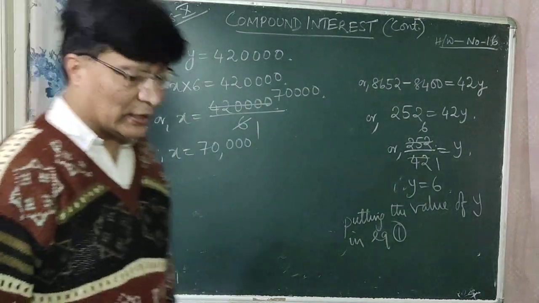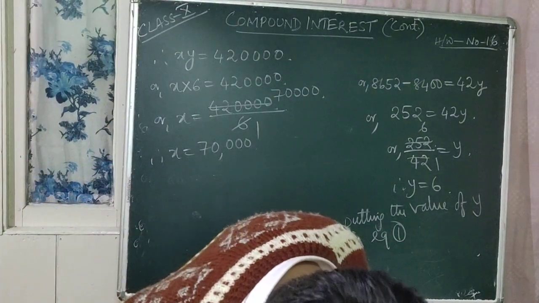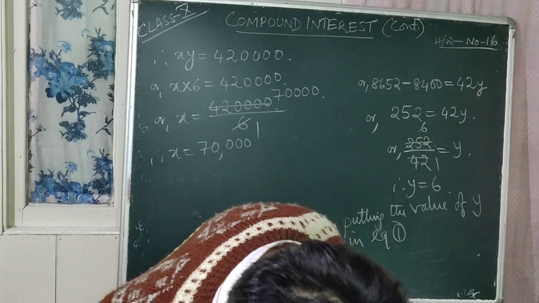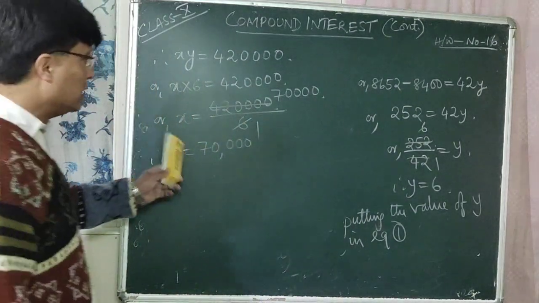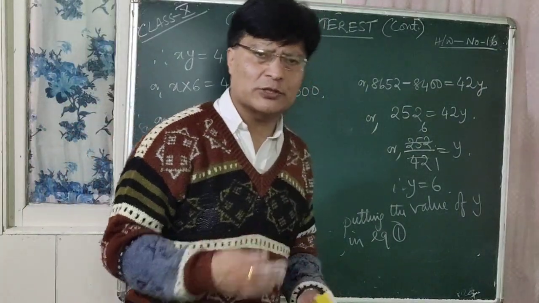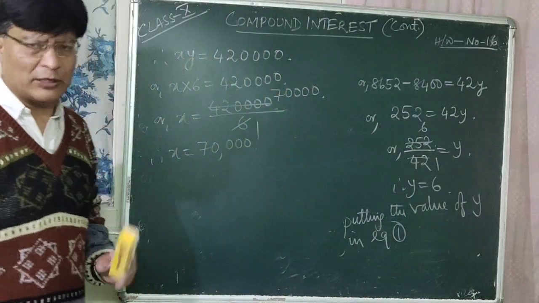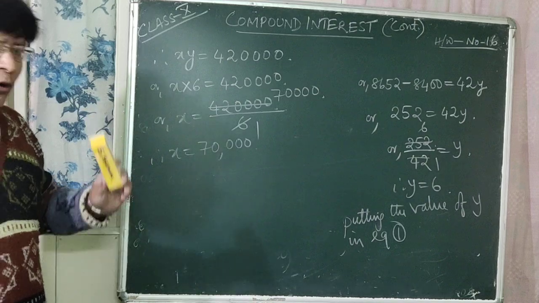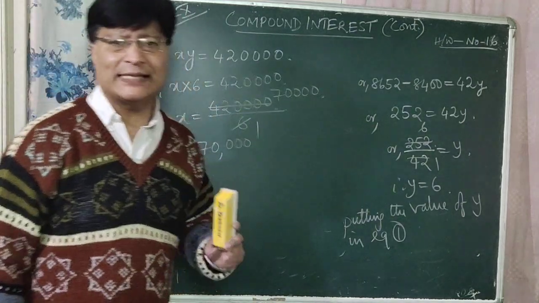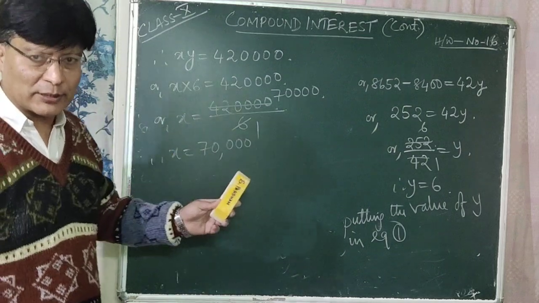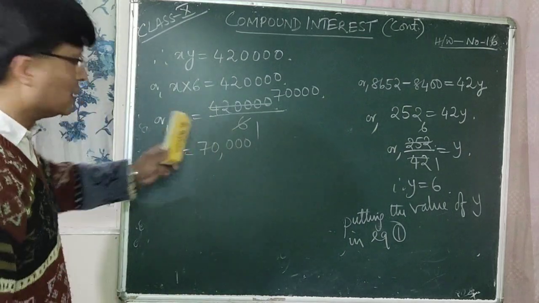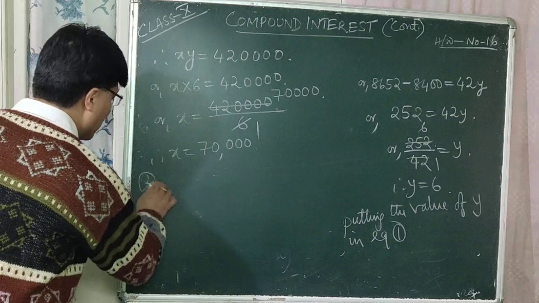So in this case, what is to be calculated? You have to calculate both the sum of money and the rate of interest. In this problem, you have to calculate both the sum of the money and the rate of interest. The sum of the money or principal was assumed as x. That means here the x, what is the value for x? It is 70,000. So what is the required sum of money? It is 70,000, right?